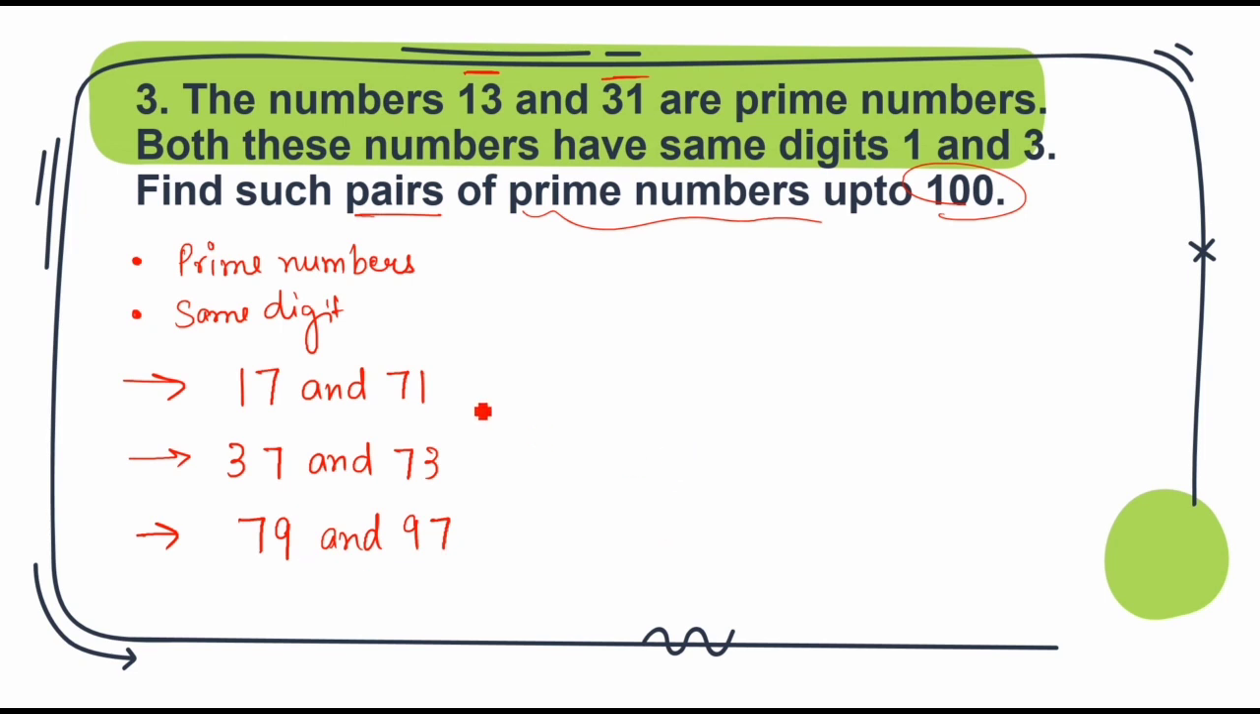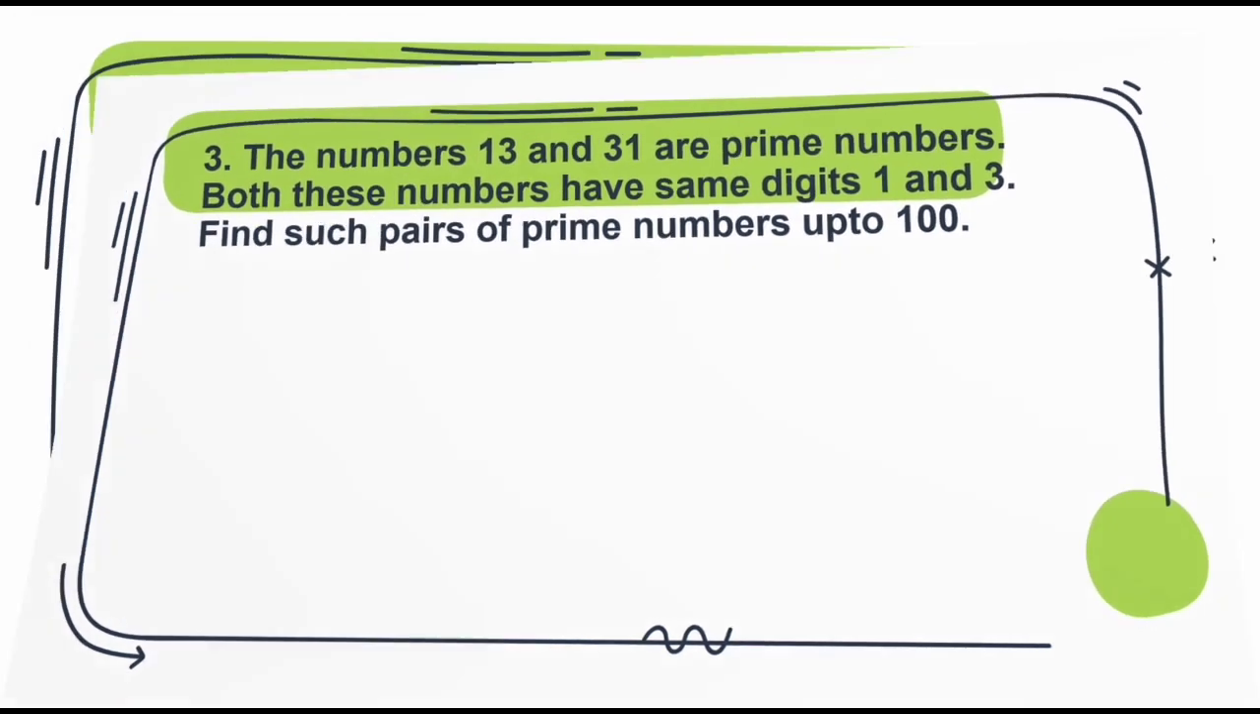So my suggestion is to learn these numbers. Just learn 17, 37 and 79, because if this question comes in your exam, you will be able to answer quickly. Okay, because it is a time consuming question. It takes time. So it would be better if you learn it. Okay, there are only three such pairs which follow these conditions, and it is up to 100, like under 100 or up to 100. Now let's move to the next question.